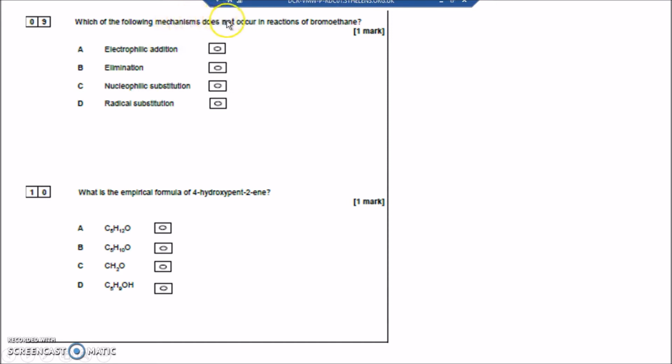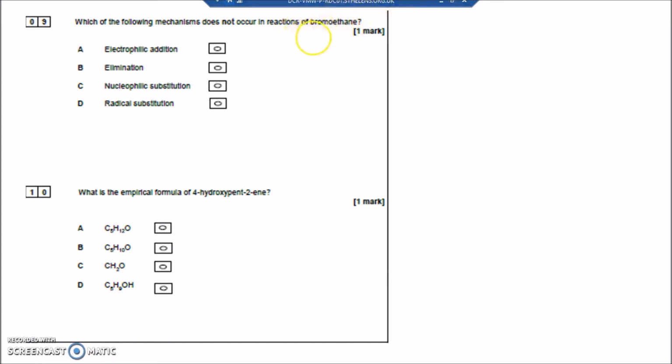Which of the following reaction mechanisms does not occur in bromoethane? Let's have a look. Let's eliminate some. Radical substitution. Methane can react with a Cl dot radical, a chlorine radical, so bromoethane could do the same thing. So free radical substitution could occur with bromoethane with a chlorine radical. Yes, that's true.